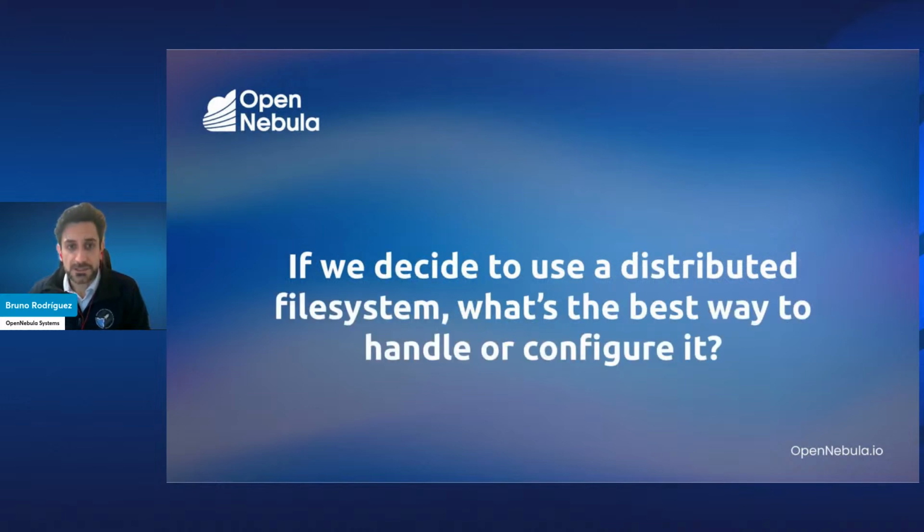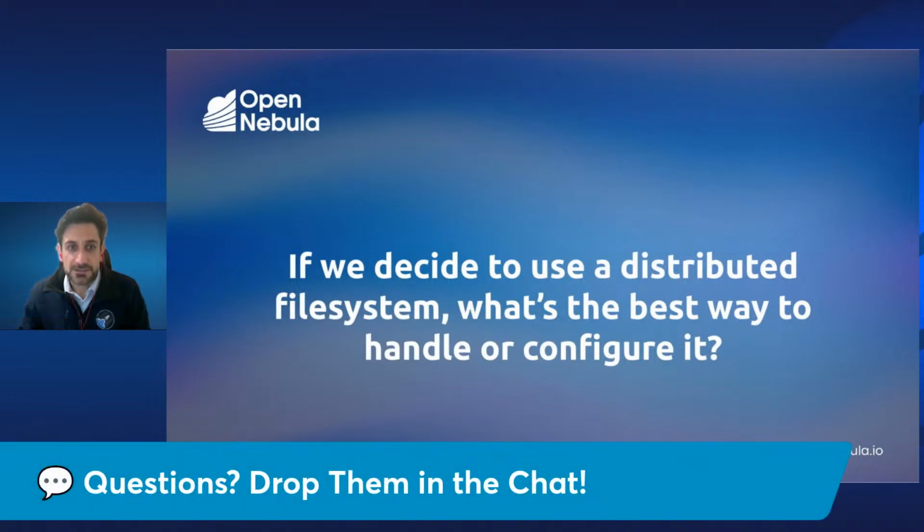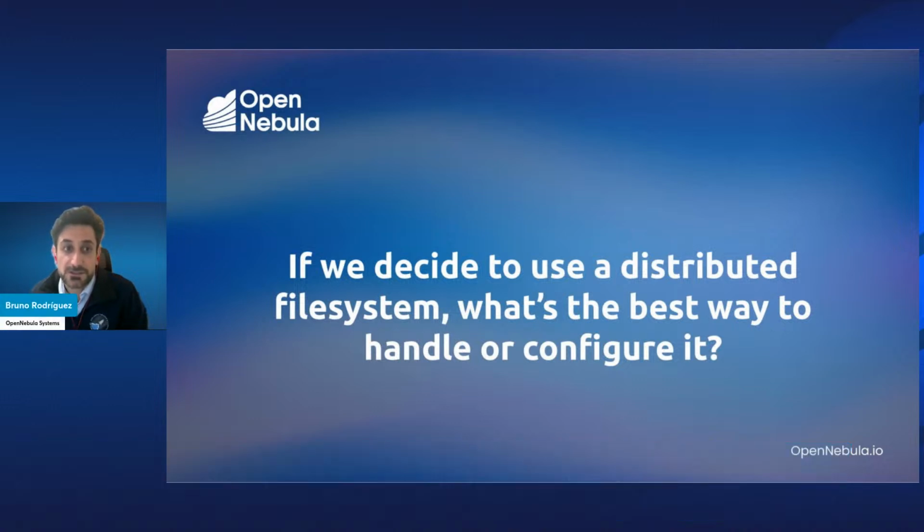This was kind of a tricky one. If we decided to use a distributed file system, what would be the best way to handle or configure it? You can think of a distributed file system as if it were an NFS file system. Whatever is written on one of the hypervisors will be seen by the other one. So here you should use the shared transfer manager, and everything just uses file access, because it will be a POSIX file system.